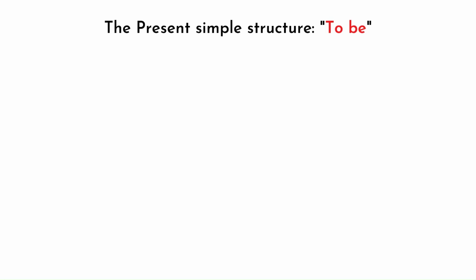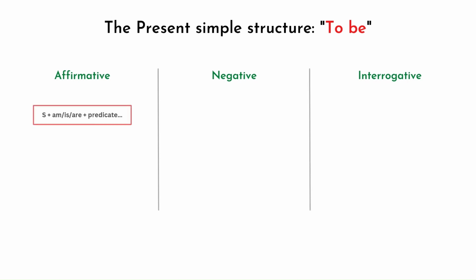The present simple structure. Verbs can be conjugated in three forms, which are affirmative, negative, interrogative. Let's take, for example, the verb to be. Its structure or formula is the following. In affirmative form, it is subject plus is, or are, followed by a predicate. For example, he is a pilot, she is a teacher, we are friends. He, she, we are the subject. Is the verb to be in the simple present.